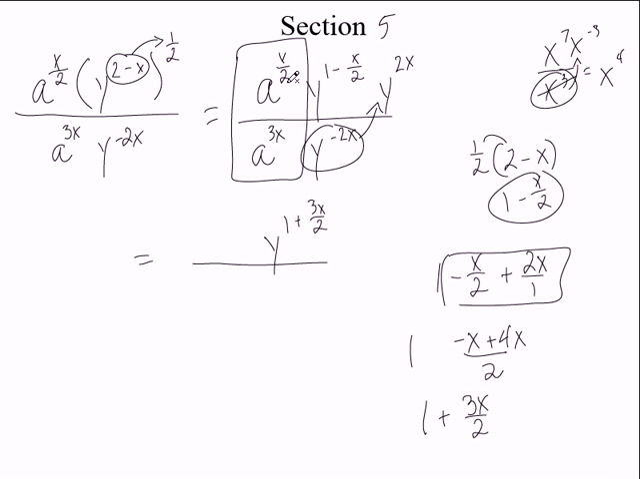Let's do the A's. This is x over 2. Sorry about the writing. Probably made it even worse. That's supposed to be x over 2. Alright, so it's a to the x over 2 over a to the 3x.